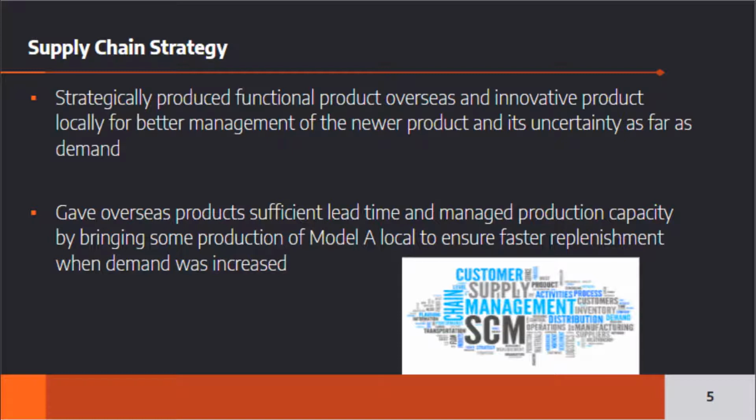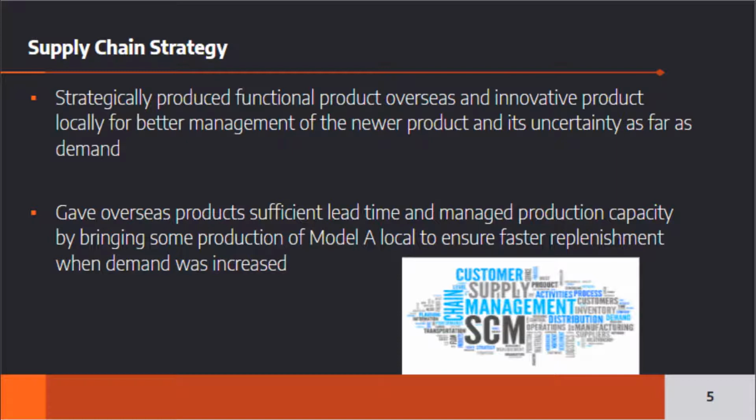So we decided on initially producing our Model A overseas at the cheaper factory that took $1 million as an initial cost and 4 months to produce, which was our functional product that essentially would require less innovation and quality management, whereas on the other hand, we decided to produce Model B locally at the cheaper location as it had just enough capacity to cover the demand necessary and would allow for more flexibility when dealing with the newer product.